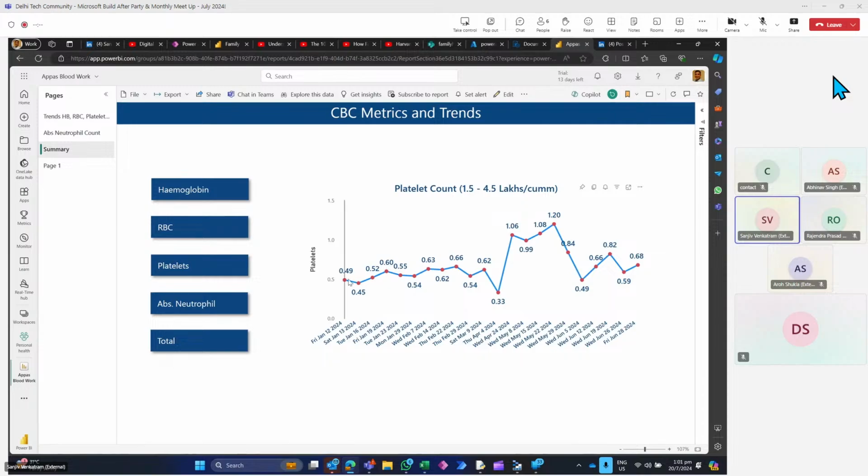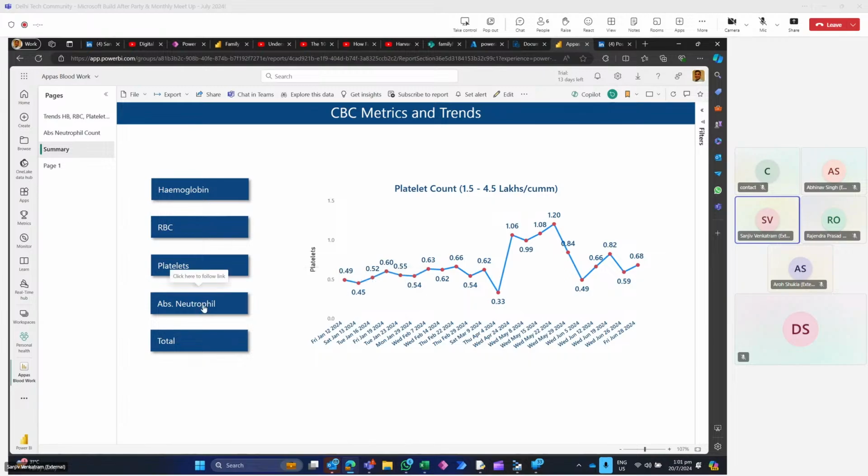But then there was a time when it was as low as 0.45. If it goes below 0.2, then you can bleed from everywhere. It's a very dangerous scenario, right? So I monitor this for my dad, but in the process, I started monitoring my own as well, right?